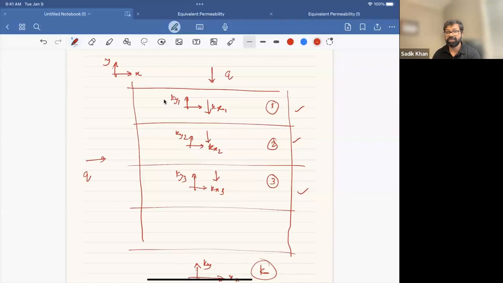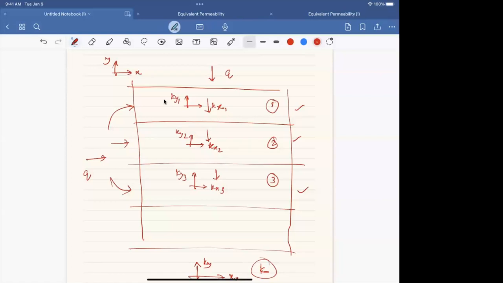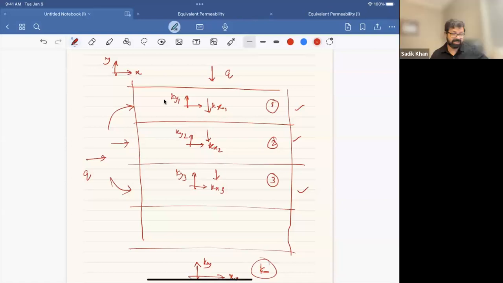For the horizontal K, if we give a Q, then what's going to happen? The Q will be divided into Q1, Q2, and Q3, right? Three different layers. Some part of Q will pass through layer 1, some part of the Q will pass through layer 2 and layer 3, right? So can you remember in the circuit how we do that? Yeah, in series connection, the current flow I remains constant. In series. So yes.